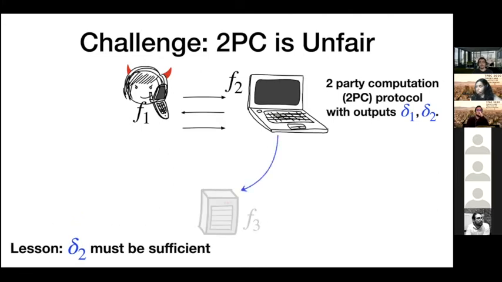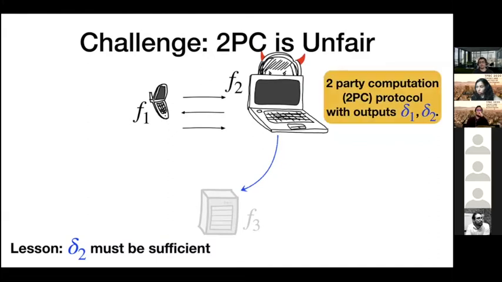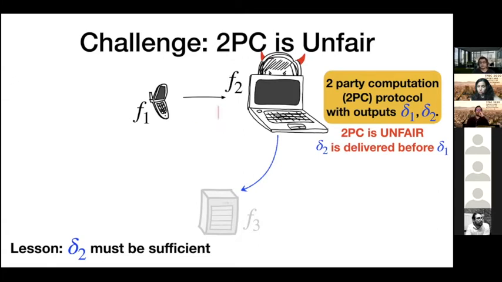So why does this pose a problem? Because recall that we're viewing this as a two-party computation, or a 2PC protocol, right? And 2PC is inherently unfair. So in a situation where the laptop is corrupt, for instance, the laptop could receive Delta 2 before the phone receives Delta 1, right? So the refresh protocol could be aborted and the laptop could get Delta 2. And at its own discretion, it can decide whether or not to send Delta 2 to the server. And remember that Delta 2 is sufficient to trigger a refresh.